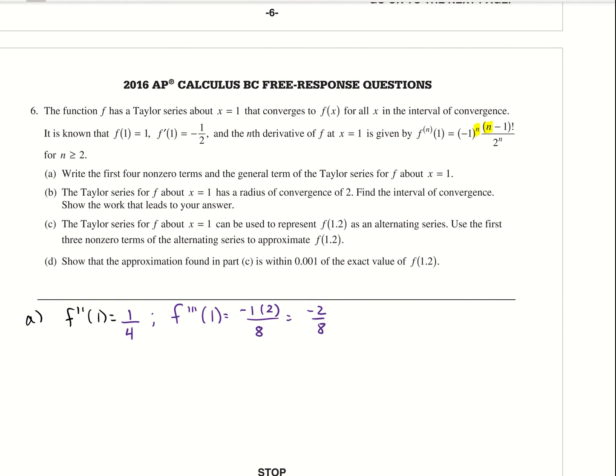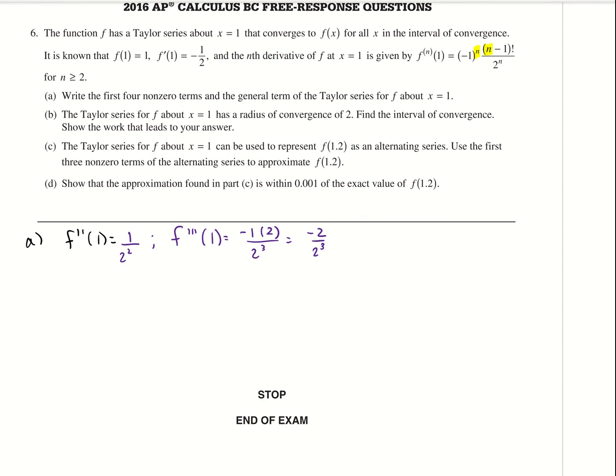Now, sometimes it is actually helpful to keep that as a power. Here on the denominator, I like to keep this 2 squared or to keep this 2 to the third. The reason I'm mentioning that is since we have to write the general terms, sometimes it's easier to see patterns when you have those written as powers, but it's not required. It's up to you. All right, so my Taylor series would be 1.